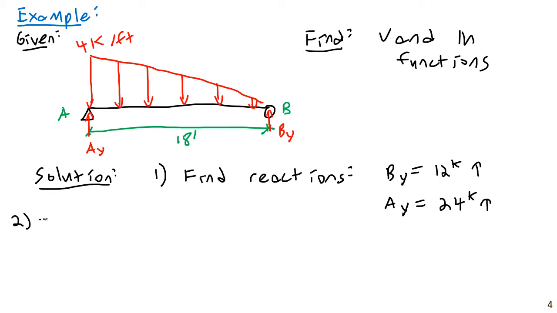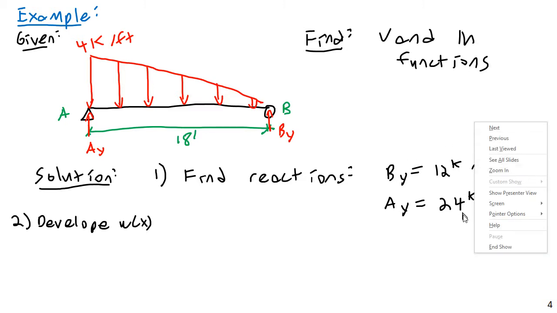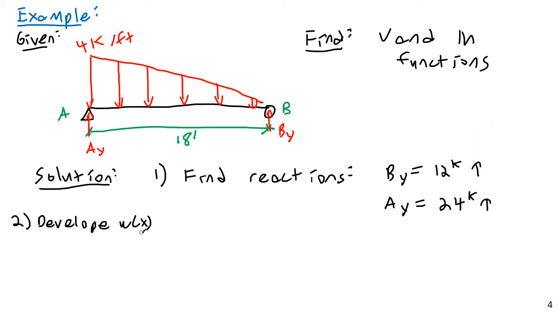Okay. My second step is going to be to develop my load function w of x. Now, how can I get this function? I need something. I know that w of x is 4 kips per foot at the left end when x equals 0.